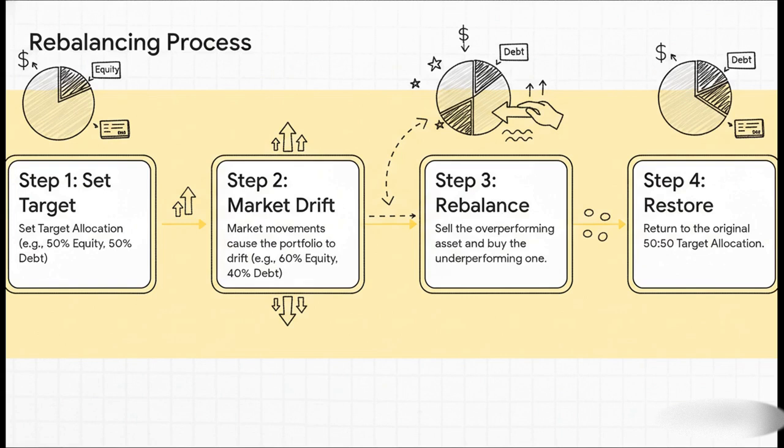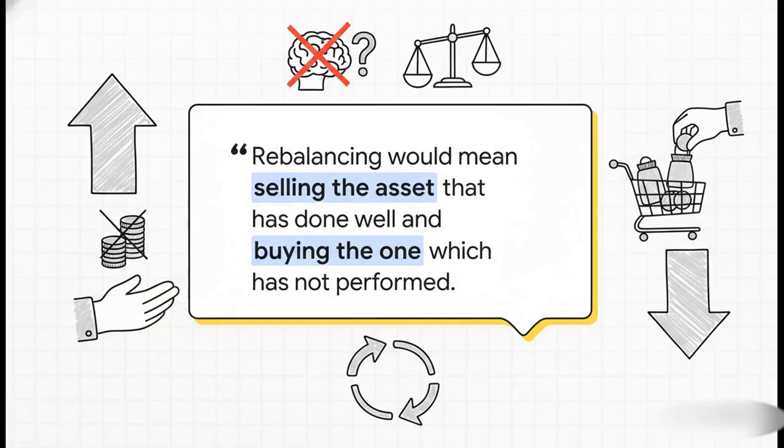You're right back to your original 50-50 target. You've restored the balance. And this quote from the NISM material captures the logic perfectly. Rebalancing would mean selling the asset class that has done well and buying the one which has not performed as well. Now think about that for a second.